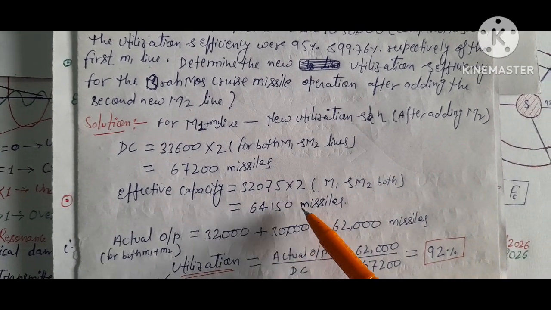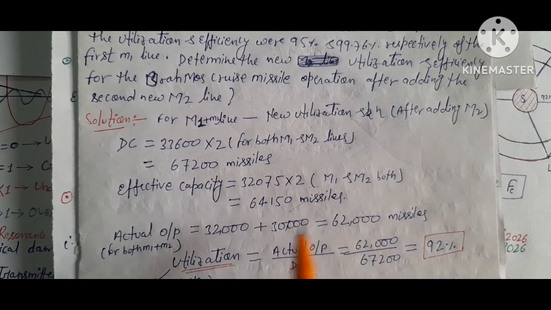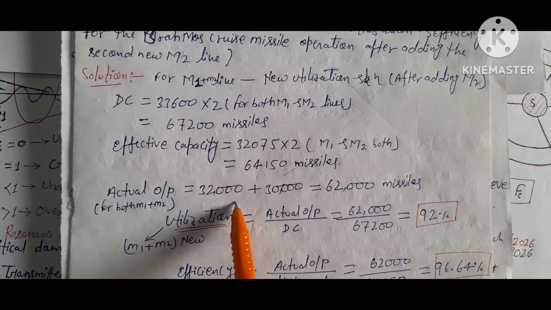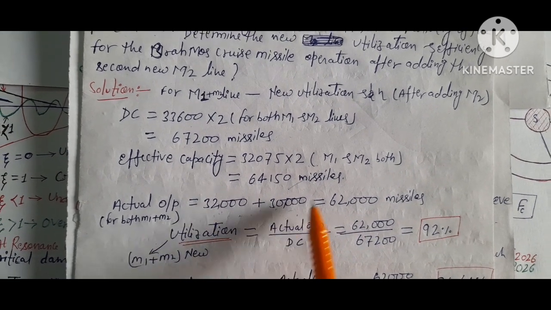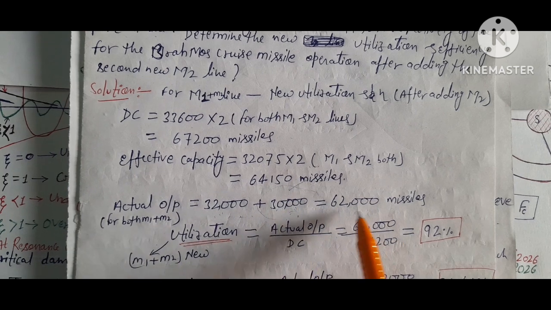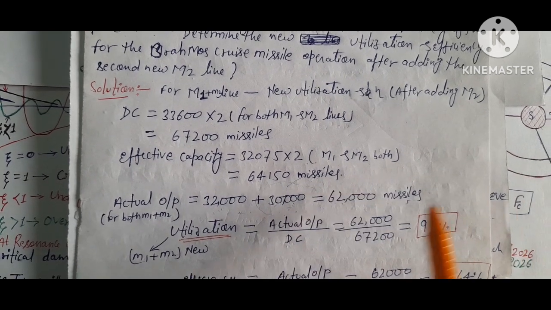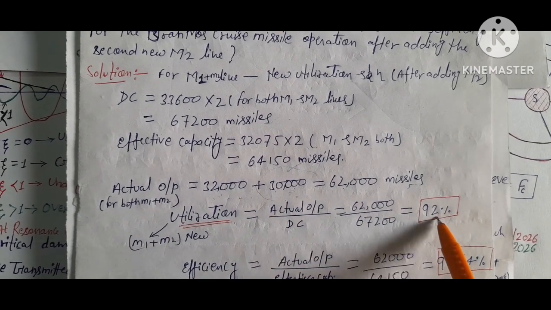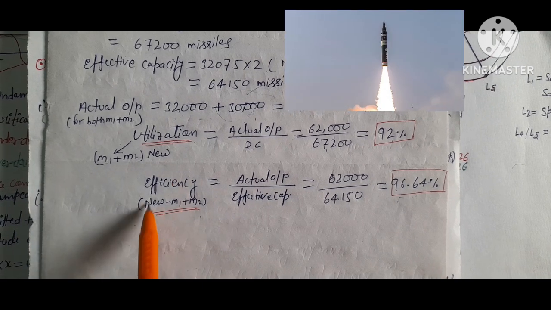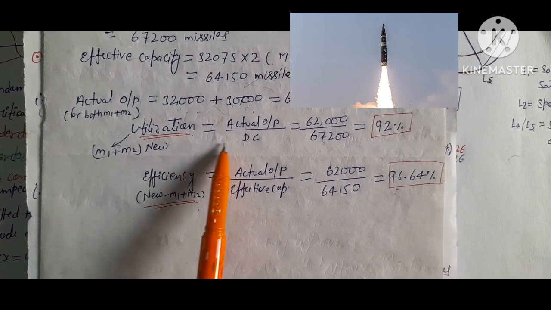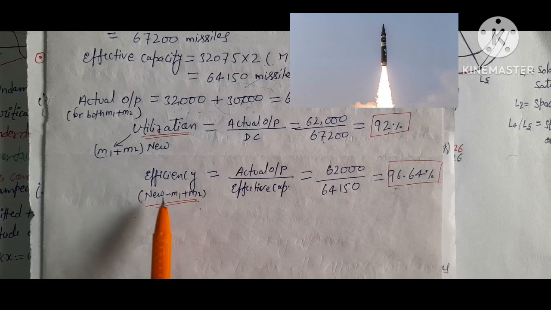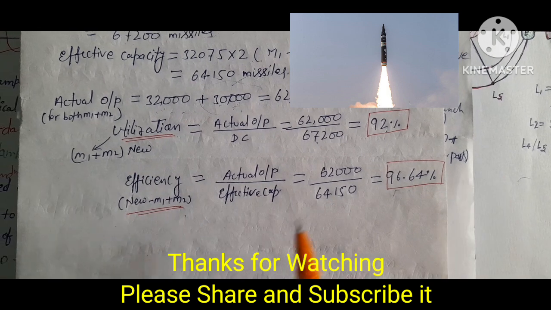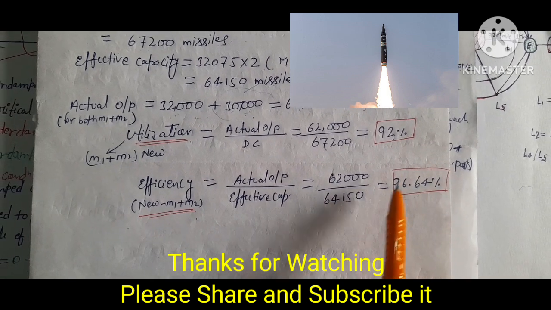So here the missile effective capacity is found, and actual output equals what? 32,000 plus 30,000, because of the M2 production. So 62,000 missiles is the actual output. So utilization equals what? This is 92% utilization after. So utilization of the new M1 and M2 lines equals 92%, and efficiency equals 96.64%. Friends, you see 96.64% is a decreased efficiency.